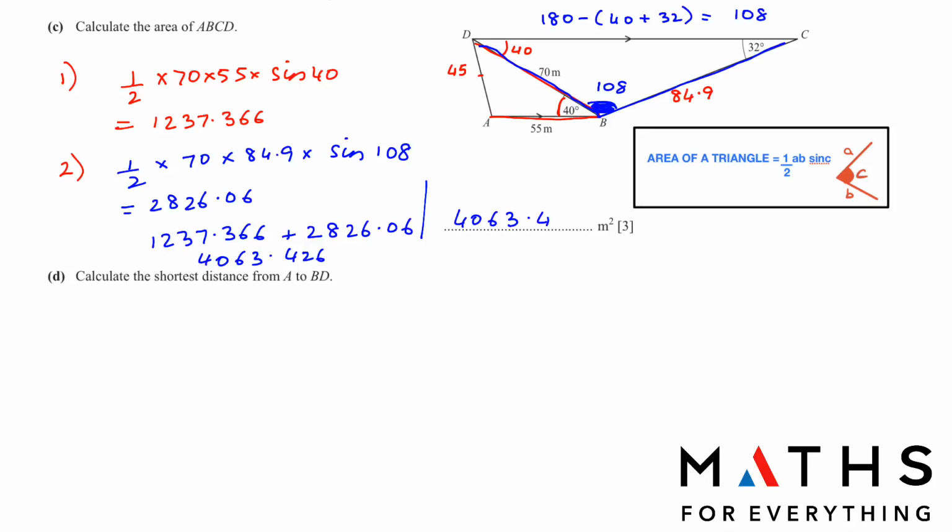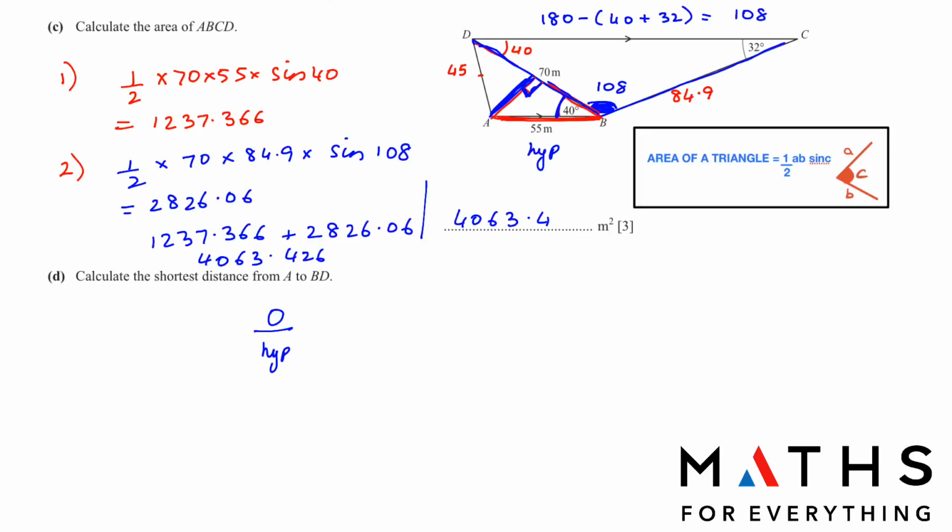So C is done. Now moving on to D. Calculate the shortest distance from A to BD. To find the shortest distance, it means we need to find the perpendicular height from A. Perpendicular height means the angle will be 90 degrees. Just concentrate on this triangle here. We need to find this side. It is opposite of this angle. Then you have the side opposite the right angle, that is your hypotenuse.